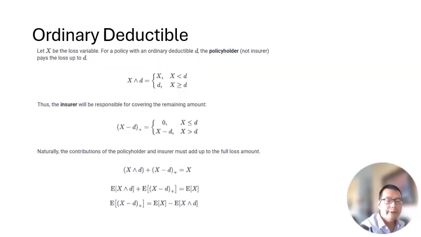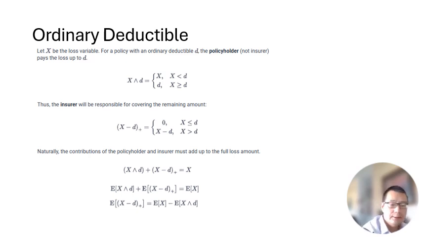So for ordinary deductible, the notation is as follows. Let X be the loss variable. For a policy with an ordinary deductible D, the policyholder, and here I emphasize the policyholder, not the insurer, pays the loss up to D because their loss is capped at D. If it's more than 500 in the previous example, they only pay 500. The rest will be paid by the insurer. So their loss is capped at D.